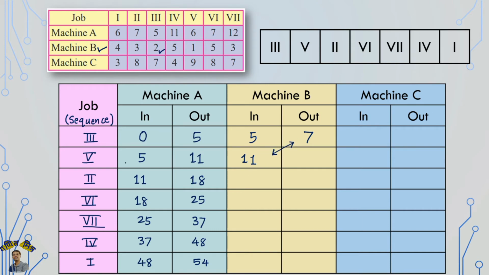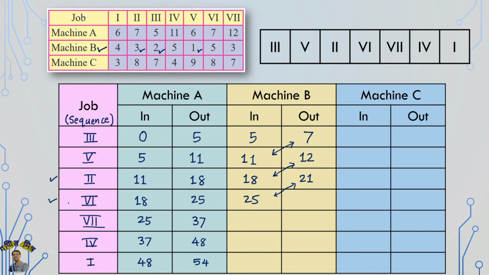Now 11, job number 5, the value for job number 5 is 1. So 11 plus 1, 12. Now compare 18 and 12. The greater value is 18, so I'm going to write 18 here. There is again a gap, draw an arrow. Then the next job is 2. The value for 2 is 3. 18 plus 3, 21. Now compare this 21 with this 25. The greater one is 25. So write down 25 here. There is one more gap, draw an arrow.